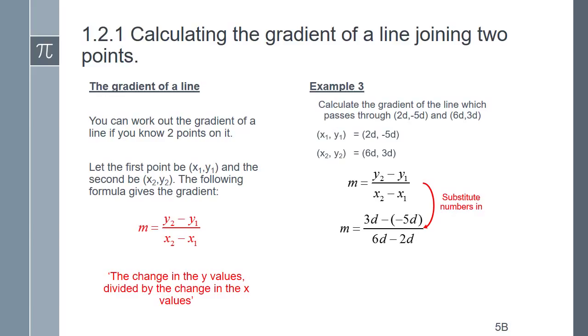3d minus minus 5d, 6d minus 2d, evaluate it, 8d over 4d, and then simplify. The gradient is 2.